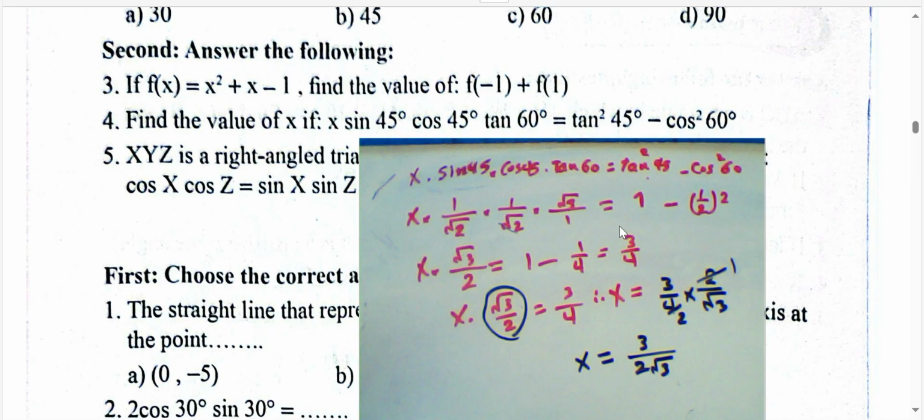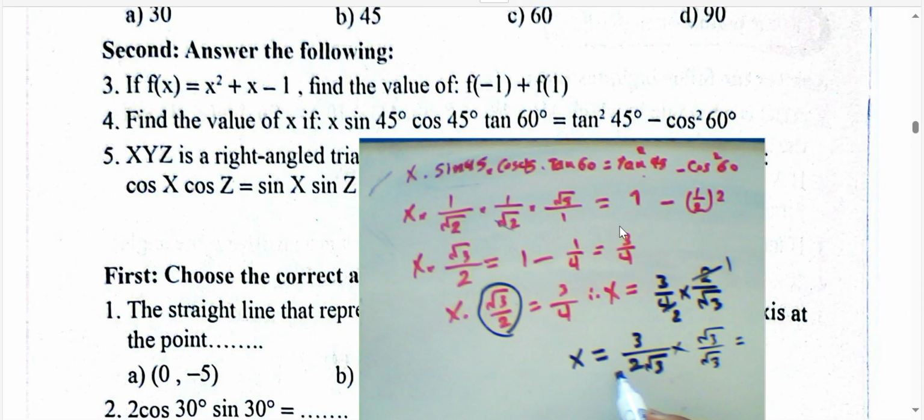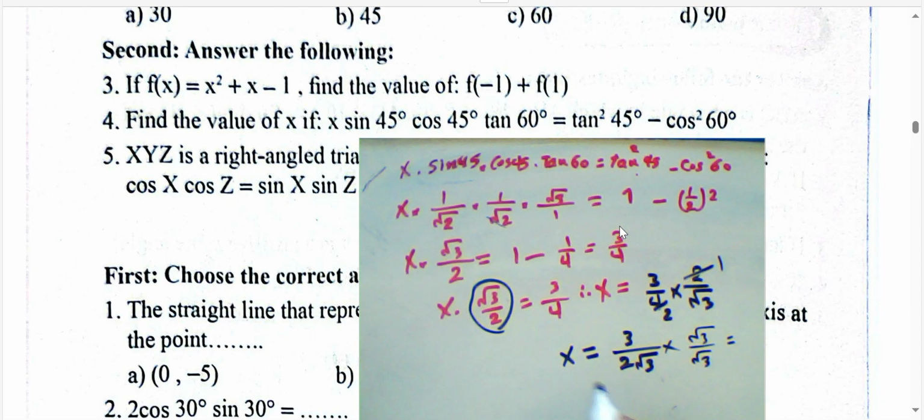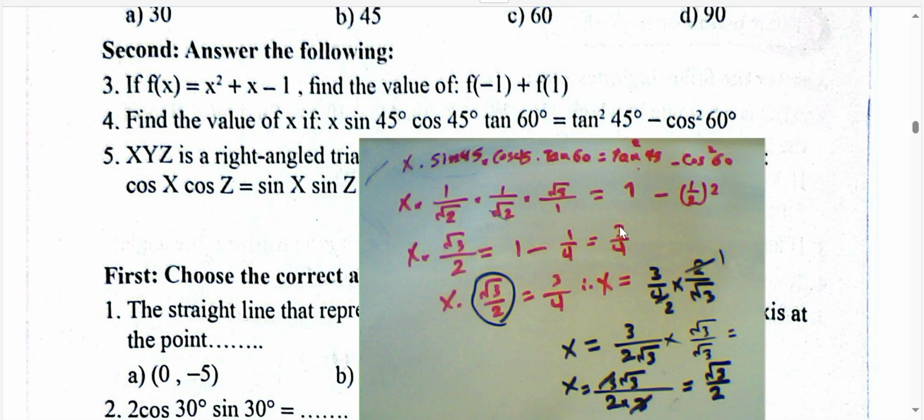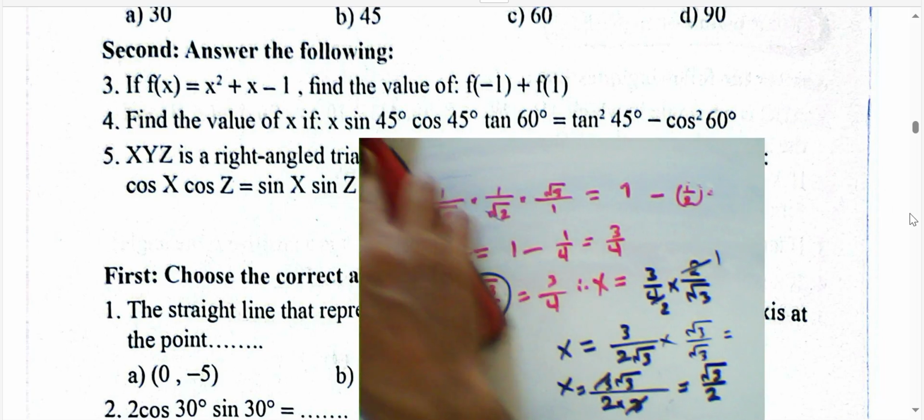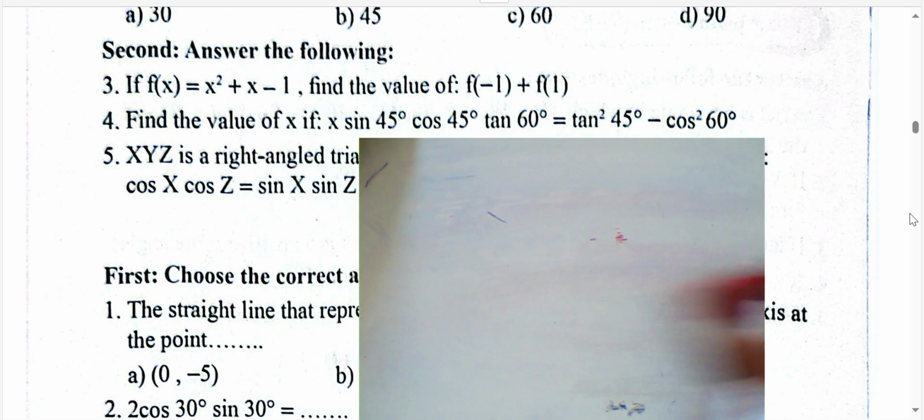And then you can simplify it by multiplying root 3 in numerator and denominator, because the denominator here root 3 is an irrational number. Then x equal 3 root 3 over 2 product by root 3 times root 3 equal 3. We can cancel them. The value of x equal root 3 over 2. Okay, this is the answer to this question, root 3 over 2. Next example.